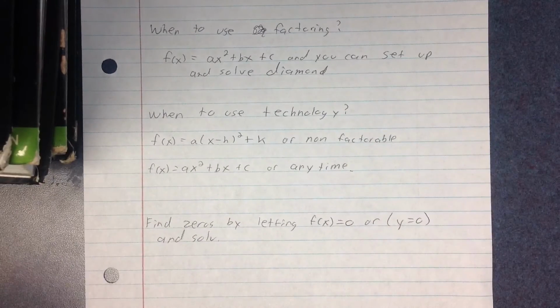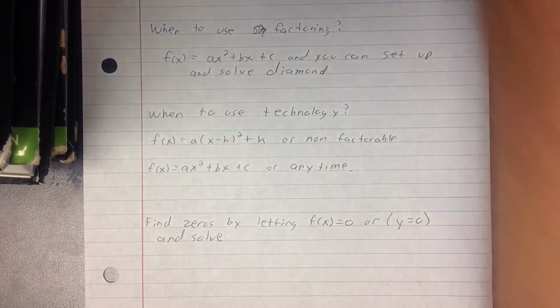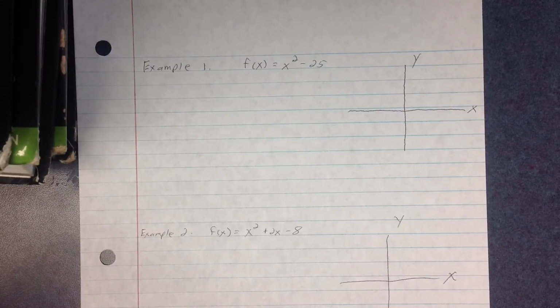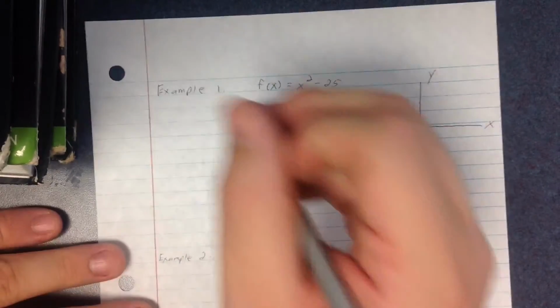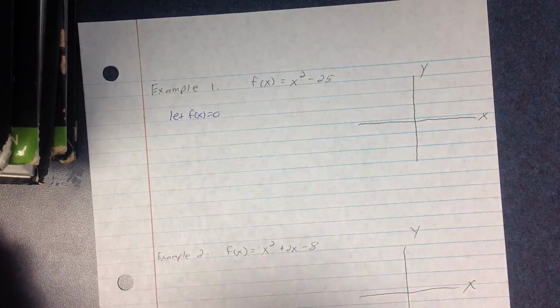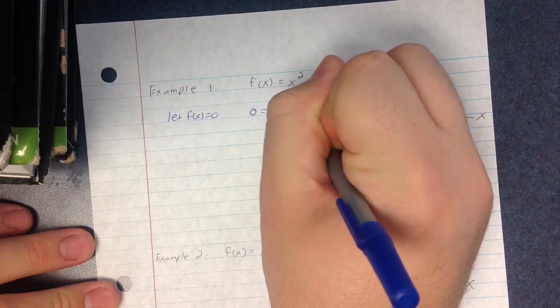Now to find the zeros, we just let f of x equals 0, or y equals 0, and solve that out. So we're going to look at some examples. The first one I want to look at is f of x equals x squared minus 25. If I was doing this problem, and again I want to find the intercepts, or the x-intercept, the zeros, whatever you want to call it, I'm going to let f of x equal 0.